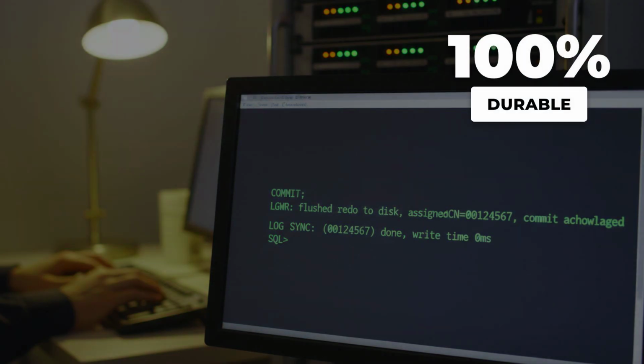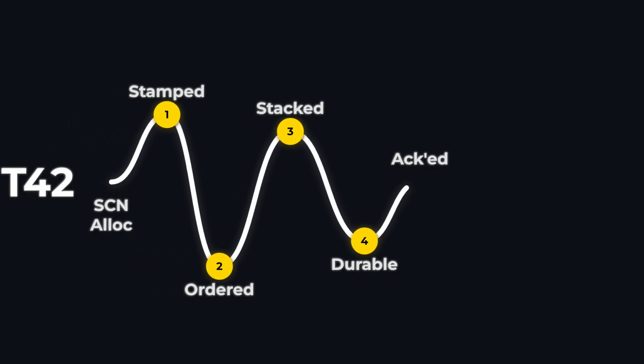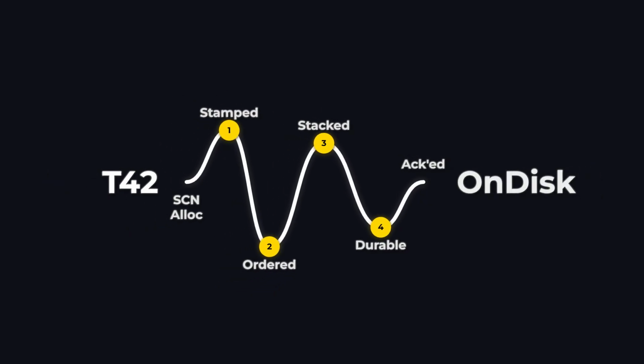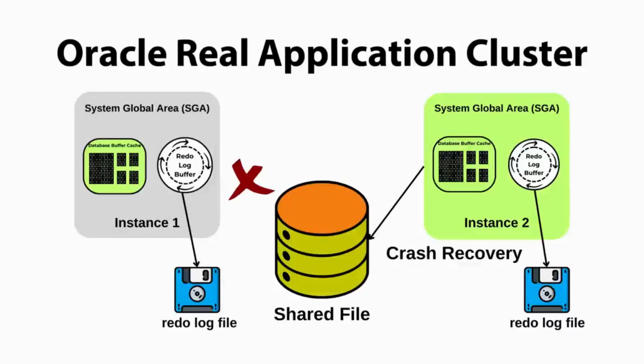The commit SCN, system change number, is assigned as part of this process, stamping the transaction with a unique, ever-increasing number that orders it in the global history of the database. The guarantee is absolute. If Oracle returns success, the redo for that transaction is safe on disk, ready to be replayed even if the instance crashes seconds later.